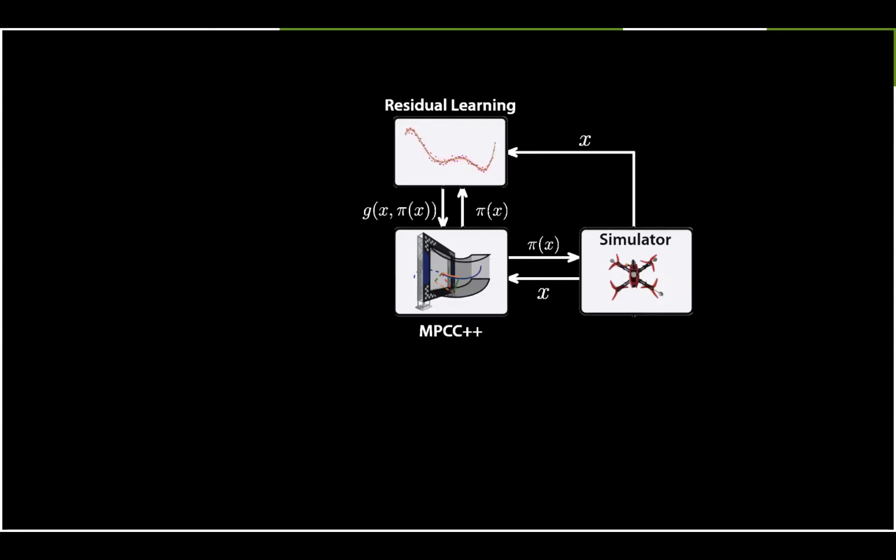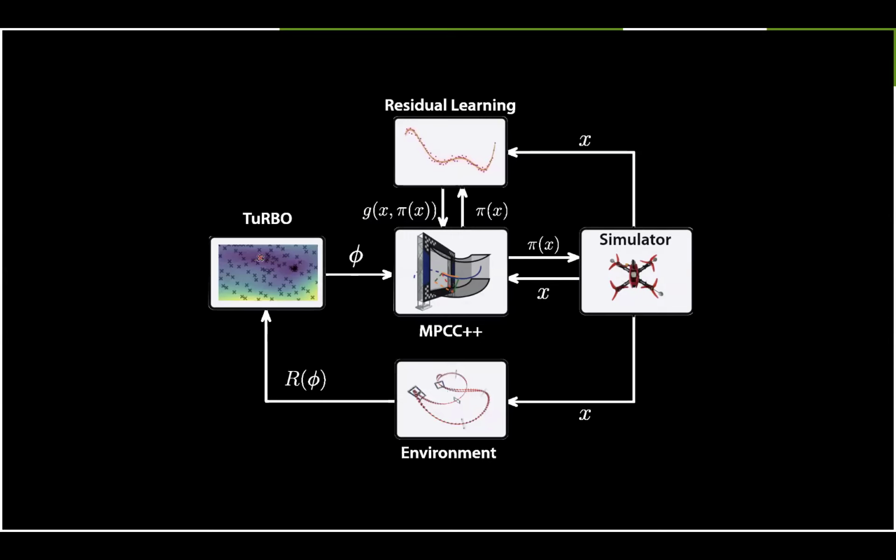We actually need a very good prediction throughout the MPC horizon. So what we do is we augment the nominal system with a residual term that we infer directly from real-world data. And of course, as with any control problem, we also need good parameters of the controller. So we can use Bayesian optimization to tune the controller parameters, and we use a specific scheme called trust region Bayesian optimization. It does global Bayesian optimization.